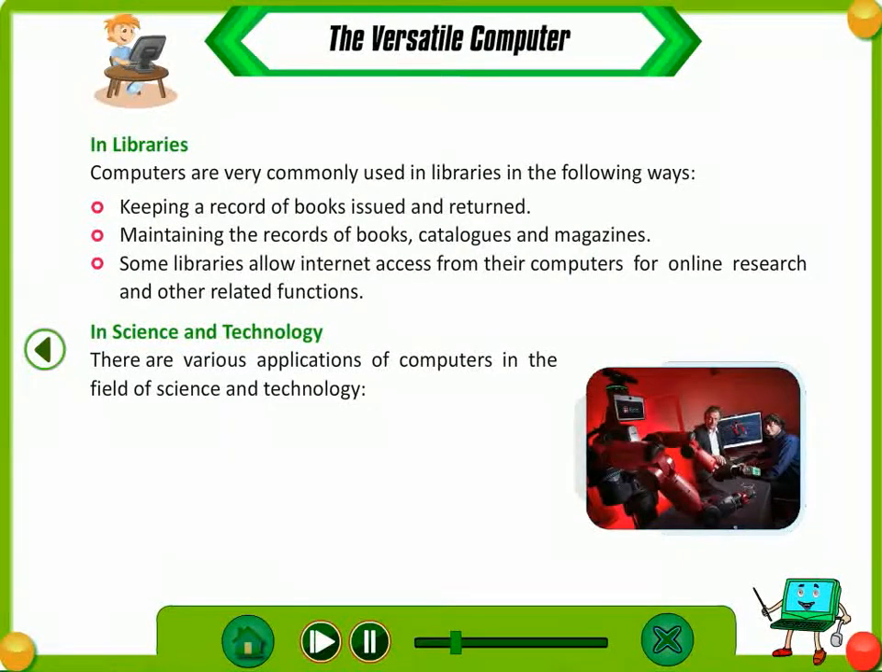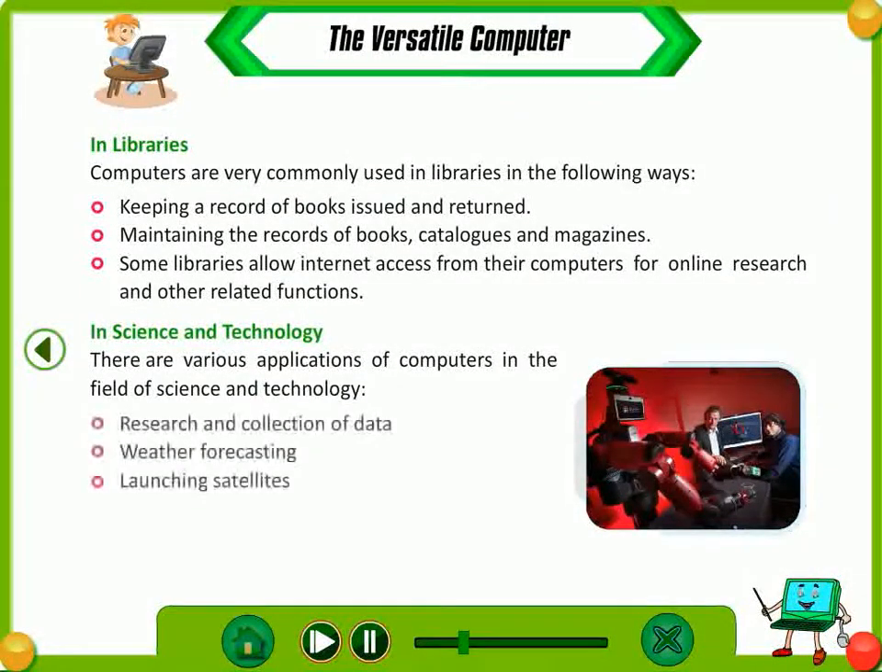In science and technology, there are various applications of computers in the field of science and technology. Research and collection of data, weather forecasting, launching satellites.